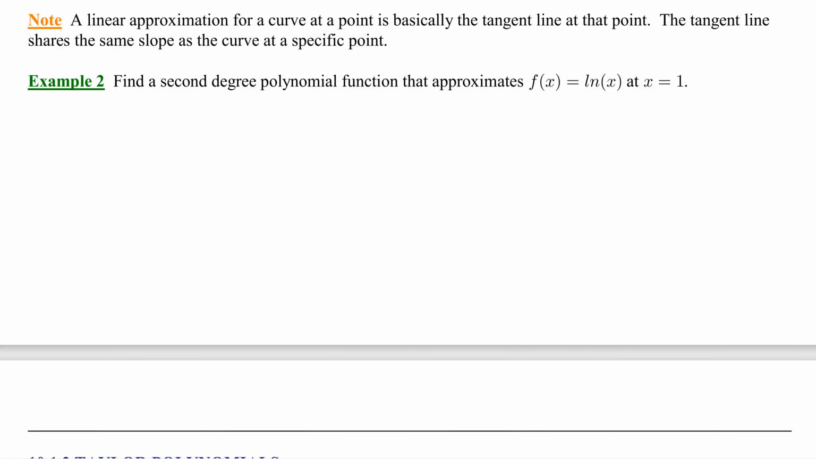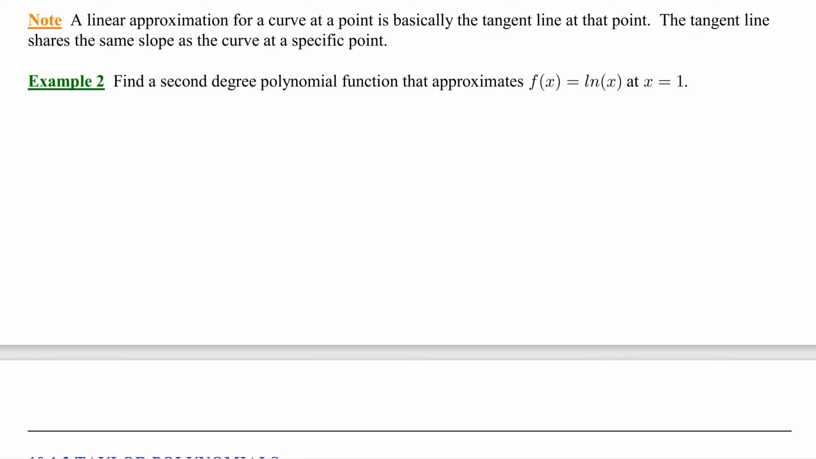When you find the equation of a tangent line, ultimately you're finding what's called a linear approximation. You may not have called it that at first, but technically that's what you're doing. Note, a linear approximation for a curve at a point is basically the tangent line at that point. The tangent line shares the same slope as a curve at a specific point. So we could say the tangent line is a degree 1 polynomial function that approximates an elementary curve.